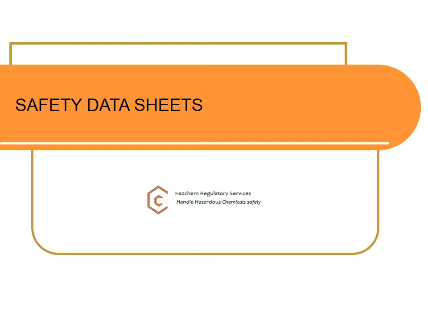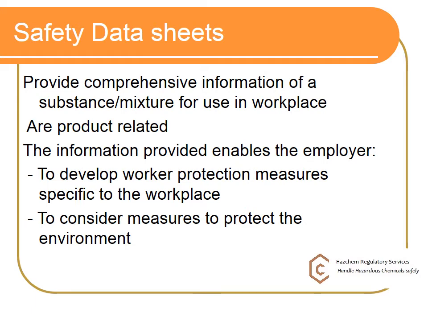Safety data sheets provide comprehensive information of a substance or mixture for use in workplace or product related. The information provided enables the employer to develop worker protection measures specific to the workplace, and to consider measures to protect the environment.